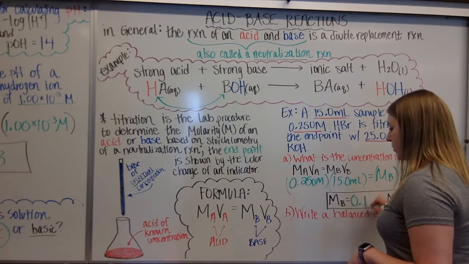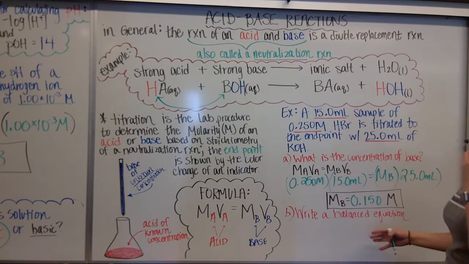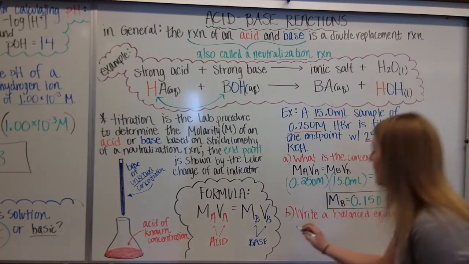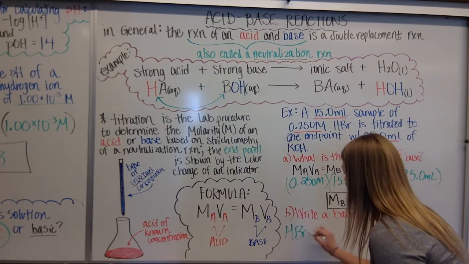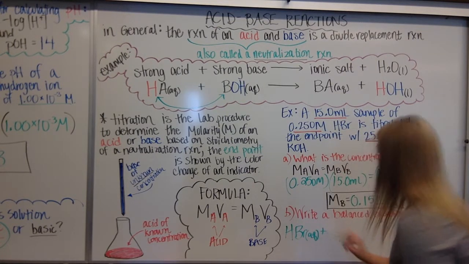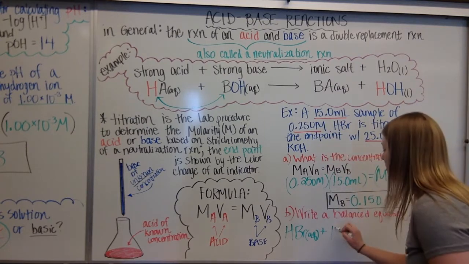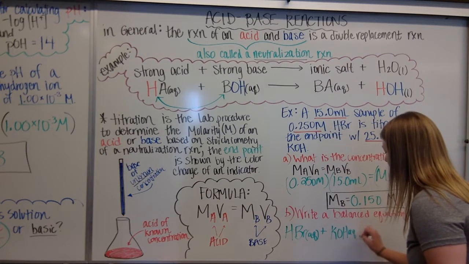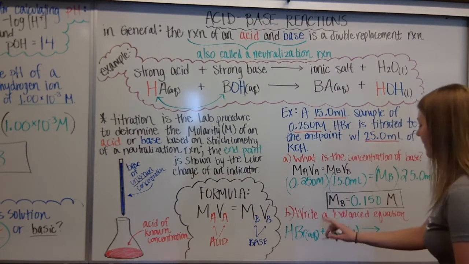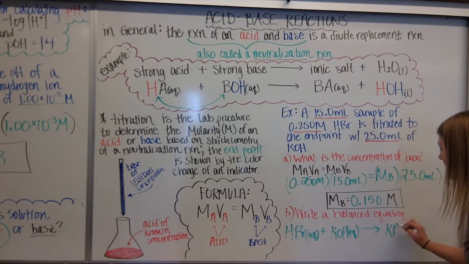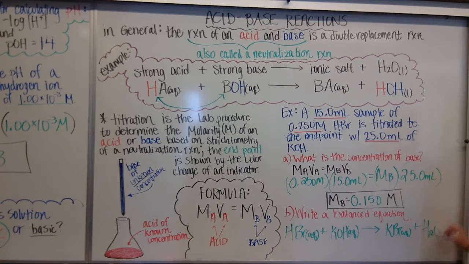and we get a molarity of 0.150 molar. If we want to write a balanced equation for that, we have HBr, aqueous, combined with KOH, also aqueous, because it has to be dissolved in water. The cations switch places, so we get KBr, also aqueous, and water, liquid.